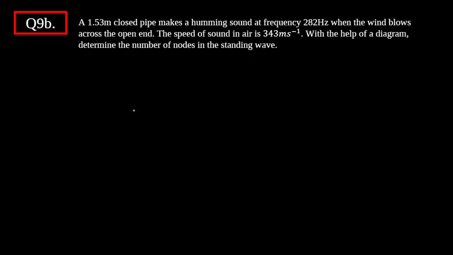So first things first, a closed pipe will look like this. It's going to be a pipe, and then I'll have a node here and an antinode here. So that means it's going to have a waveform of this sort. That also means that my fundamental wavelength is going to be 4 times as long as my pipe.